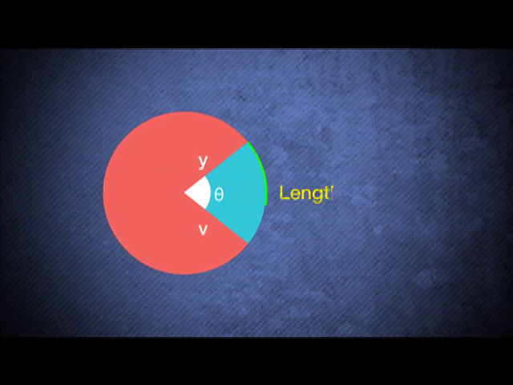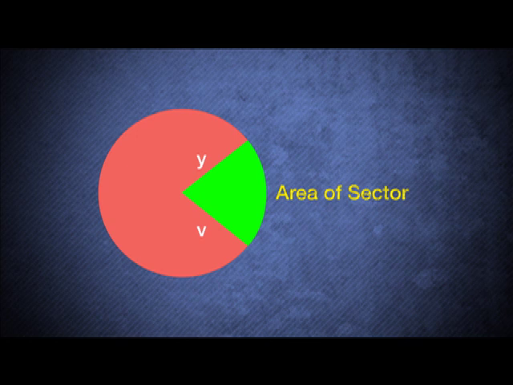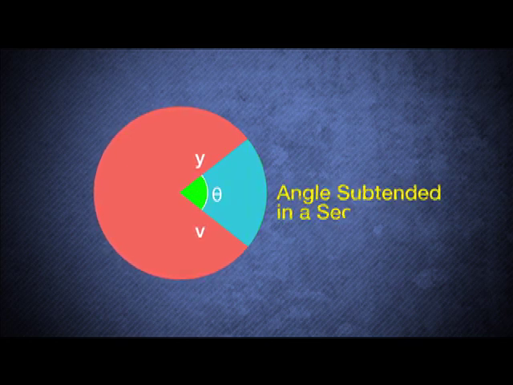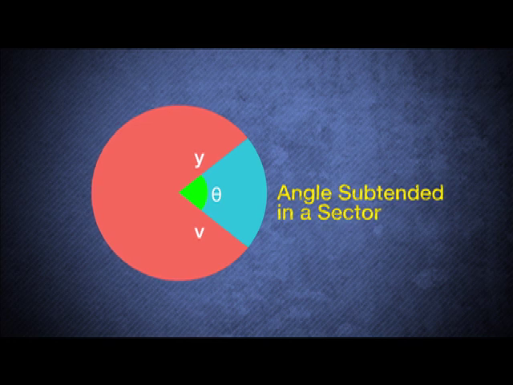Circular measure includes calculation of length of arc, area of a sector within a circle, area of segment, and even the angle subtended in a sector. So let's look into some fundamentals needed for this chapter. First, let's start with angles.